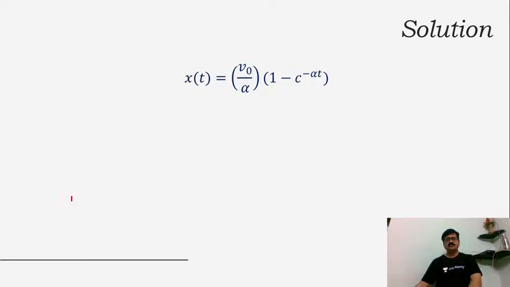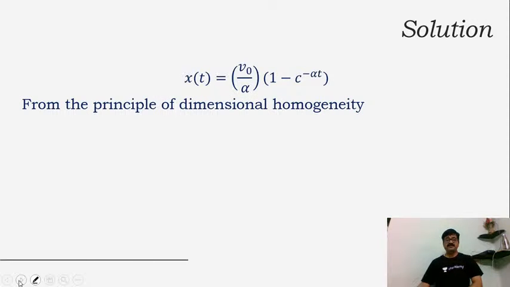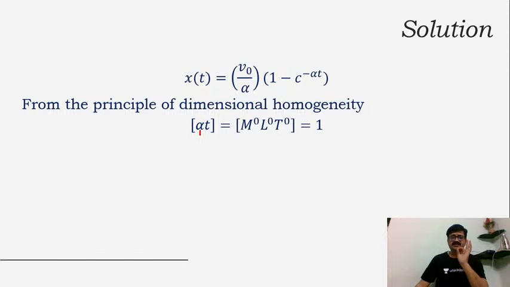First step, I'll write back the given equation. Now remember, any exponent or exponential function has zero dimension. So hence we can say that from the principle of homogeneity, alpha into t is dimensionless. So from that I can say that M^0 L^0 T^0, that is, it is equal to 1 here. So therefore, I can write alpha is equal to 1 by t.